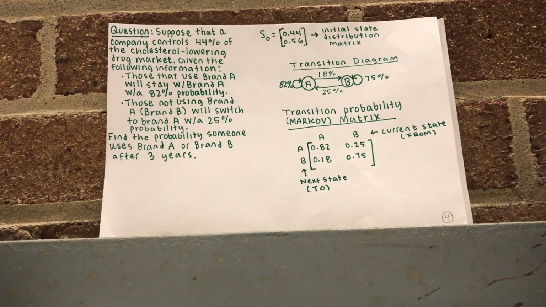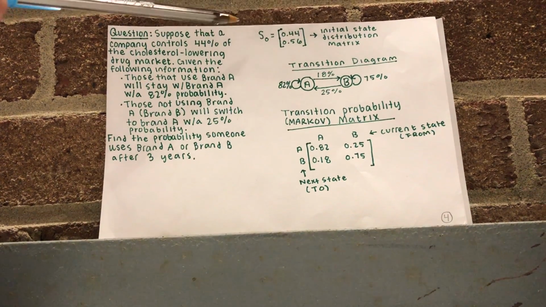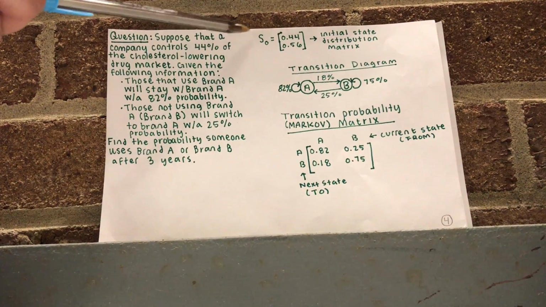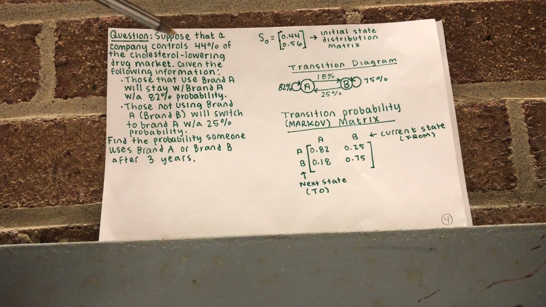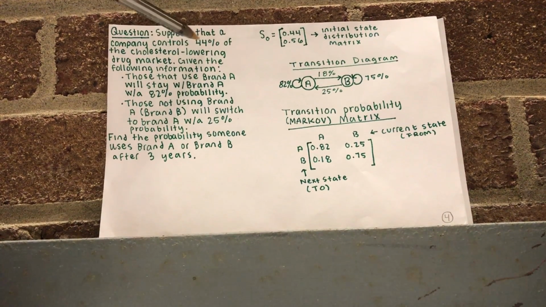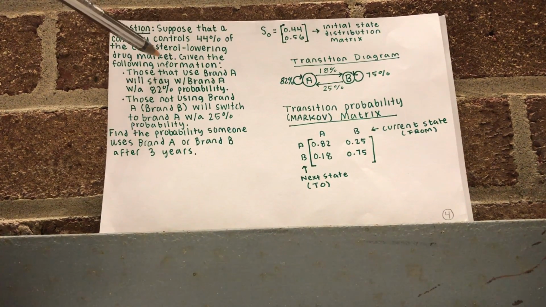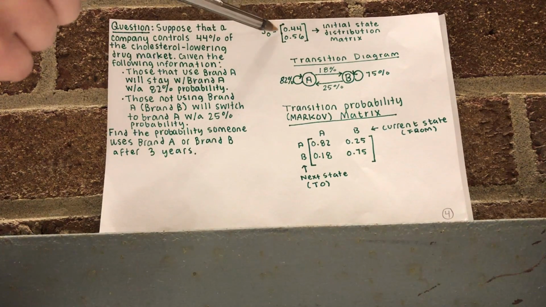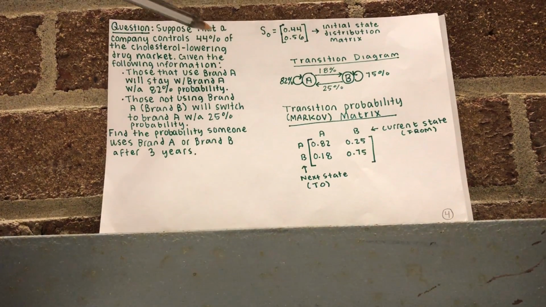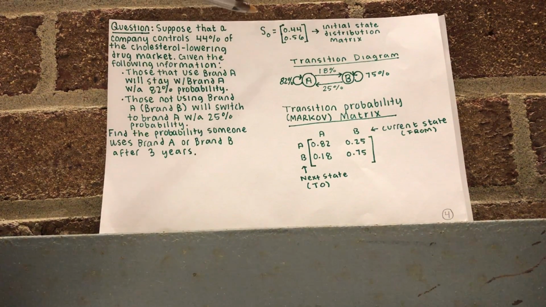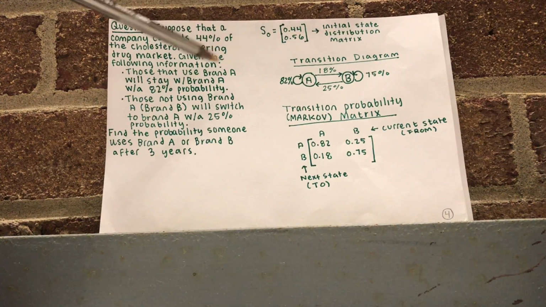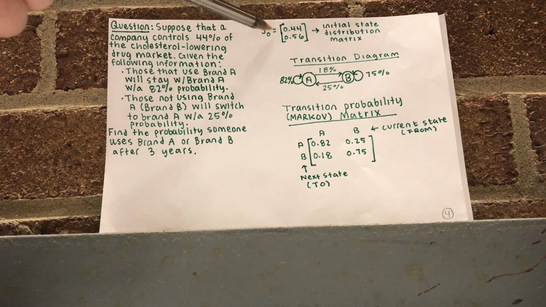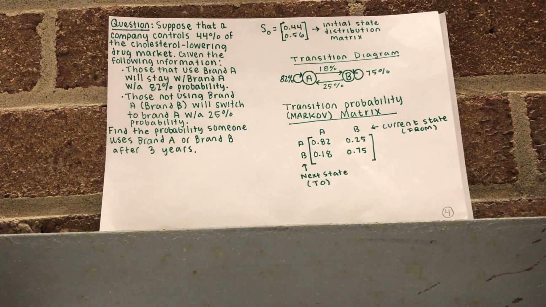The first section of this question can be used to create the initial state distribution matrix. As you can see, it says that a company controls 44% of the cholesterol-lowering drug market, as seen in the first row. That suggests that 56% of the cholesterol-lowering drug market is controlled by another company.